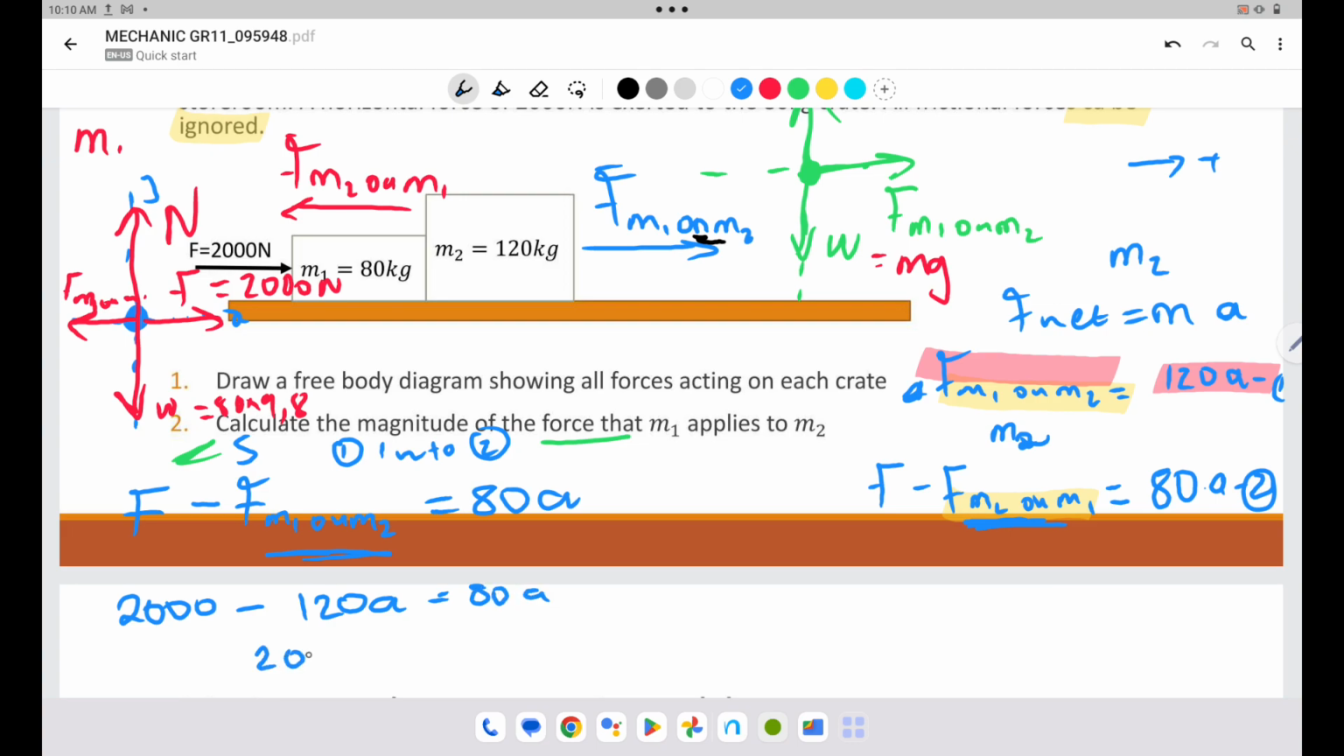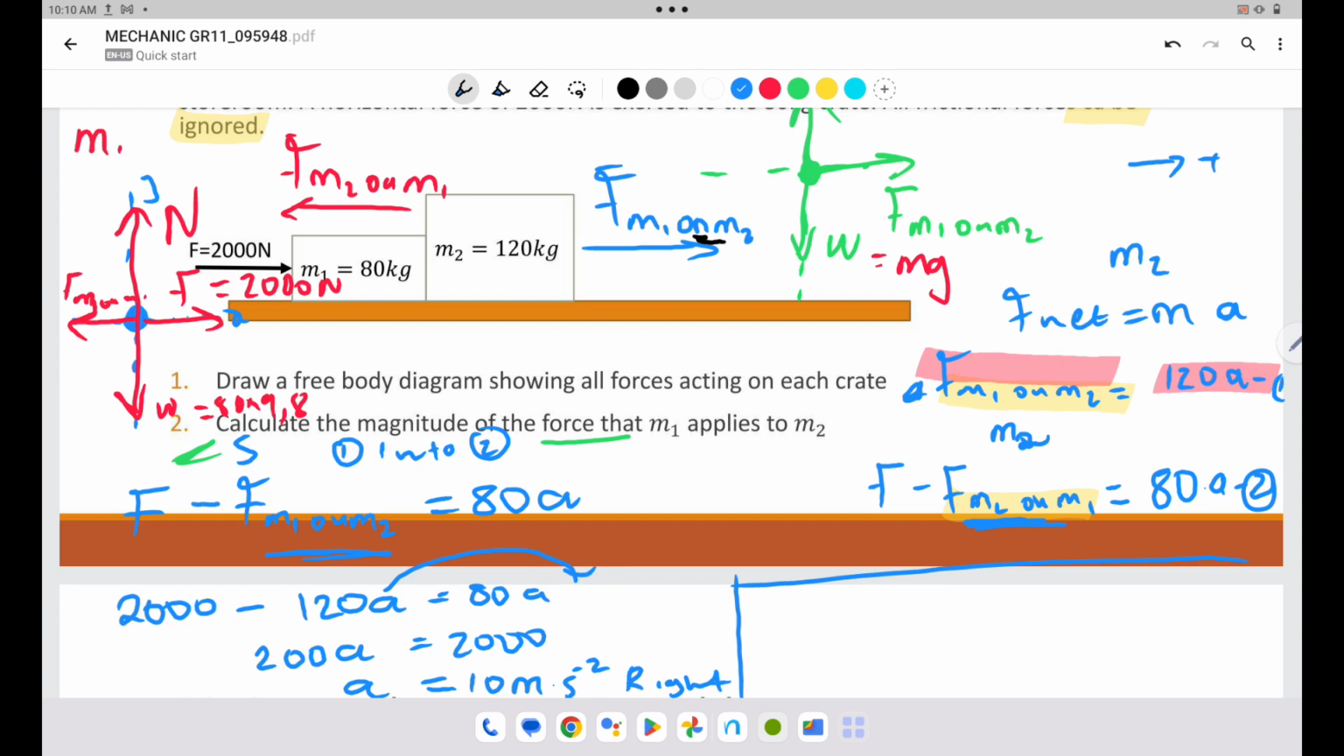Then we can group like terms. We're going to have 200A equals 2000. How did I get that? I just transposed this to the other side. So make A the subject of the formula, divide both sides by 200. You're going to get 10 meters per second squared. Because it's positive, it means that the system is accelerating towards the right.